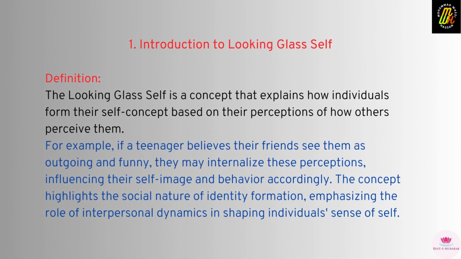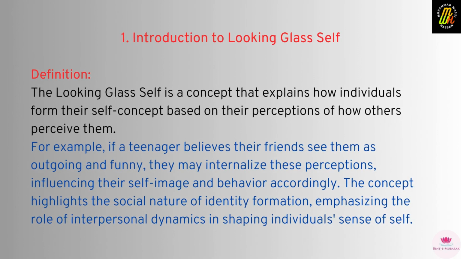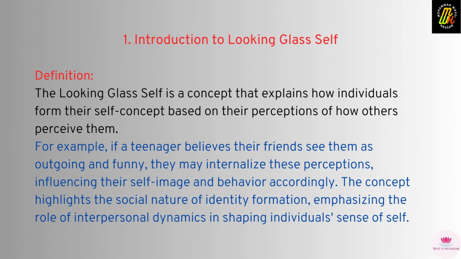1. Introduction to Looking Glass Self. Definition: the looking glass self is a concept that explains how individuals form their self-concept based on their perceptions of how others perceive them. For example, if a teenager believes their friends see them as outgoing and funny, they may internalize these perceptions, influencing their self-image and behavior accordingly. The concept highlights the social nature of identity formation, emphasizing the role of interpersonal dynamics in shaping individuals' sense of self.